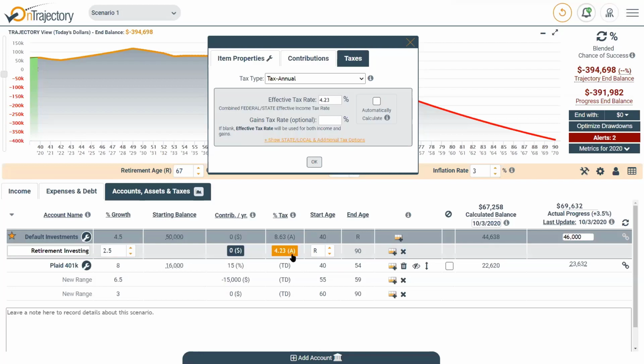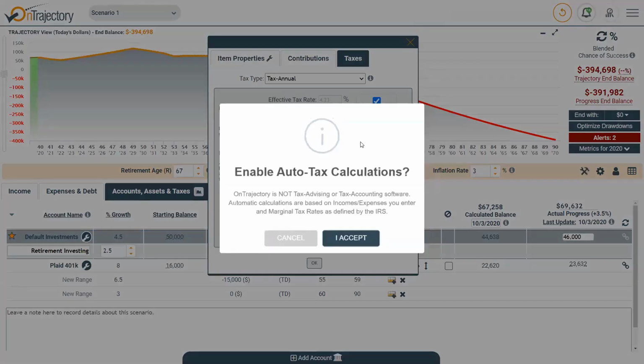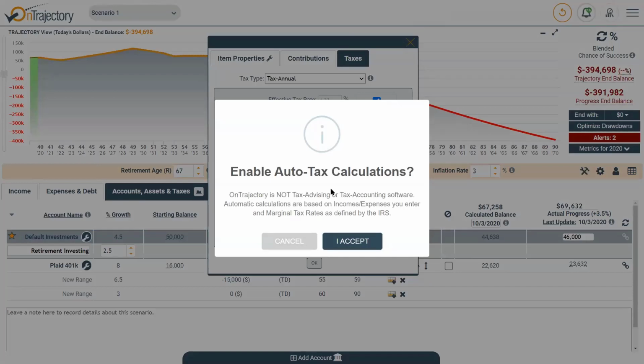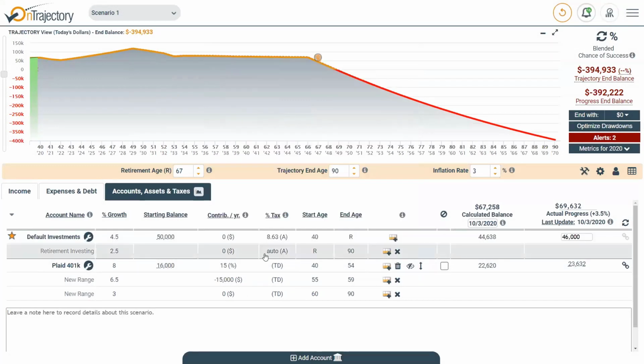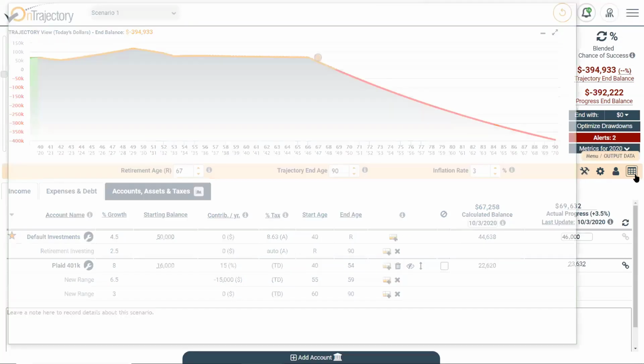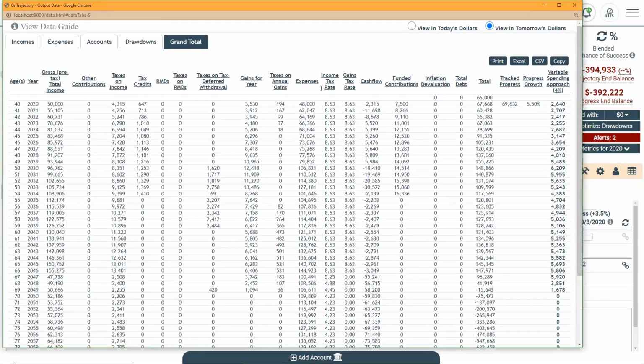So let's say, for example, in retirement, I'm choosing to automatically enable tax calculations. Trajectory is not tax advising software. I accept. So we do have these adjustment fields, income and gains tax. So from retirement to 90, I'm using automatic taxes. I want to go to my data table and I want to see what those calculations are.